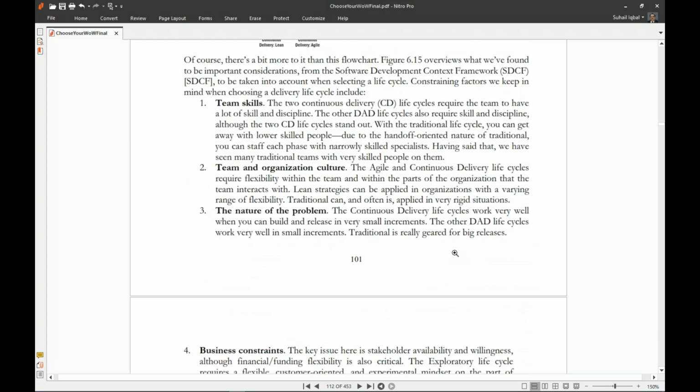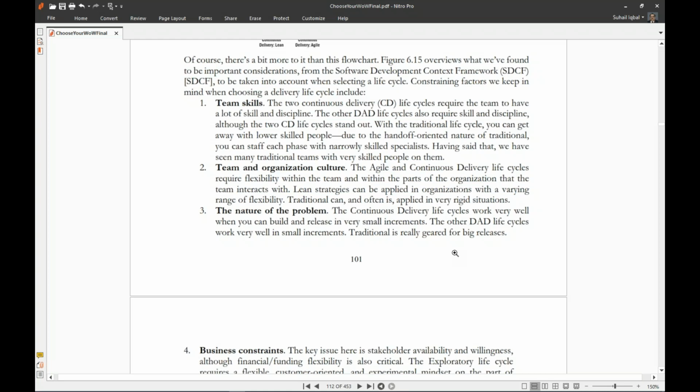Of course, there is a bit more to it than this flowchart. Figure 6.15 overviews what we have found to be important considerations from the software development context framework to be taken into account when selecting a life cycle. Constraining factors we keep in mind when choosing a delivery life cycle include team skills. The two continuous delivery life cycles require the team to have a lot of skill and discipline. The other DAD life cycles also require skill and discipline, although the two continuous delivery life cycles stand out.